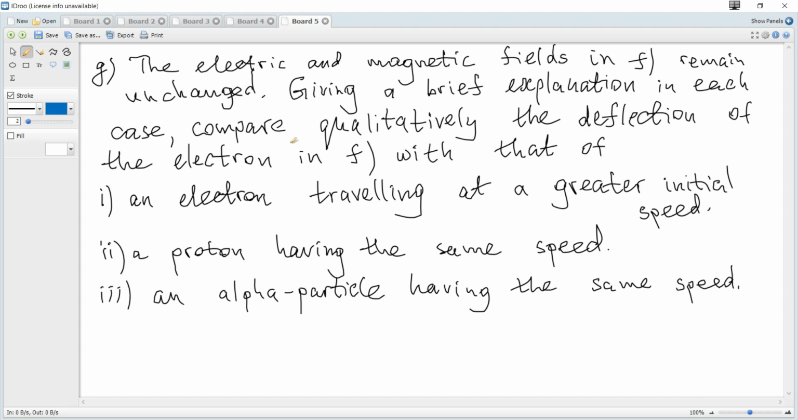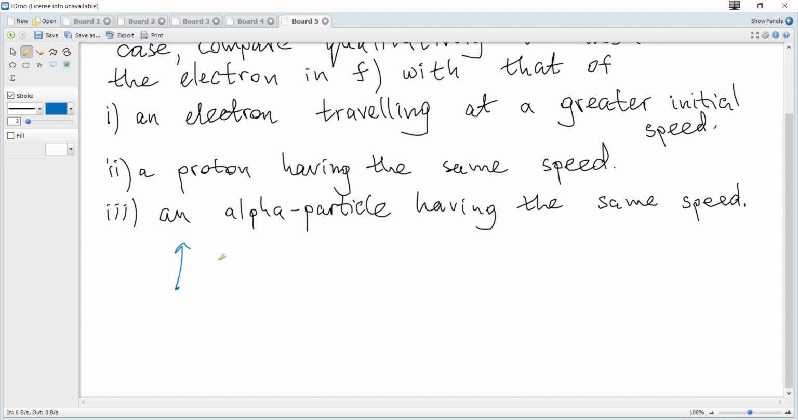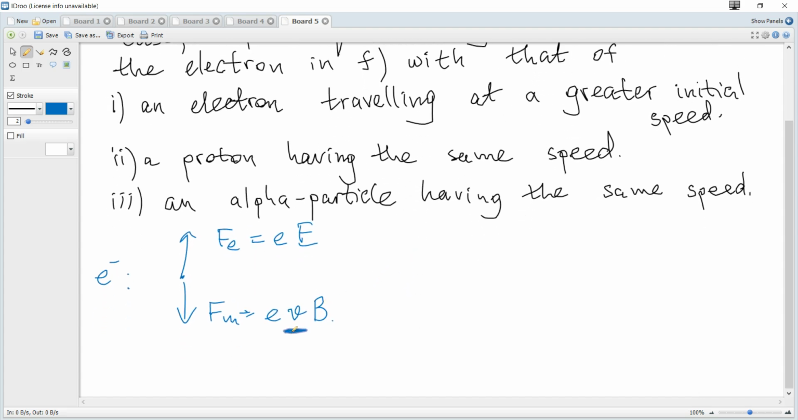The next. The electric and magnetic fields in F remain unchanged. Give a brief explanation in each case, comparing qualitatively the deflection of the electron in F with that of an electron traveling at greater initial speed. So for the previous situation, there is an electric force on the electron, which is the elementary charge times the electric field, and it's upwards, and the magnetic force is the charge of the electron, elementary charge, times velocity, times B. If it's also an electron but with greater speed, you can see that all other parameters are the same, but V increases, so the magnetic force increases, hence deflection downwards.